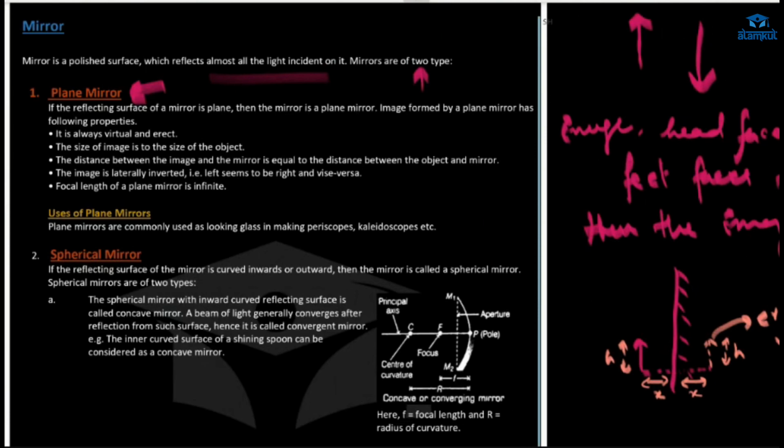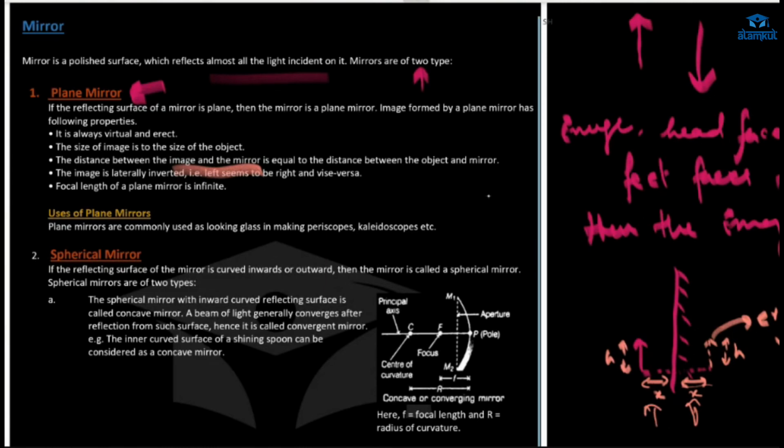This is what I told you just now. The distance will be the same, like X and X. The distance between the image and the mirror is equal to the distance between the object and the mirror. So this will be the same.